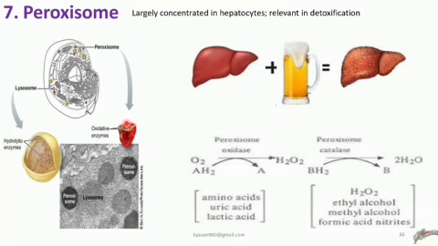Because of that, we can appreciate that these peroxisomes are more abundant in the liver cells. They are more abundant in the liver cells. And whenever you consume things like alcohol, you all know that alcohol is further metabolized in your body to form other metabolites.